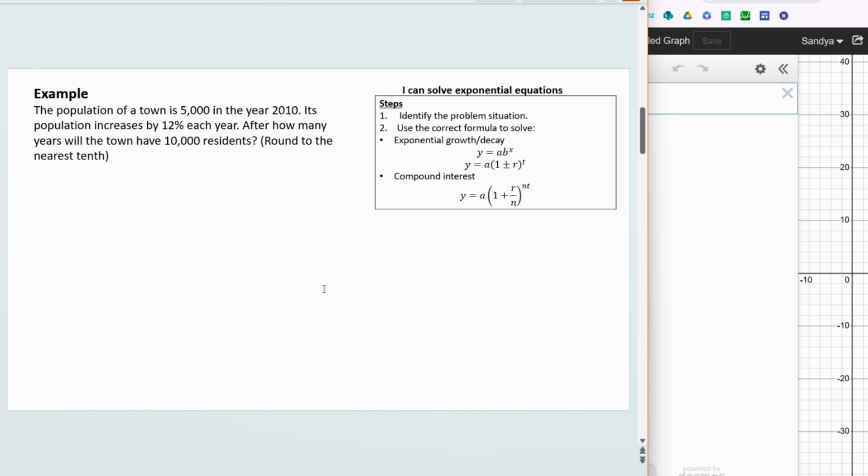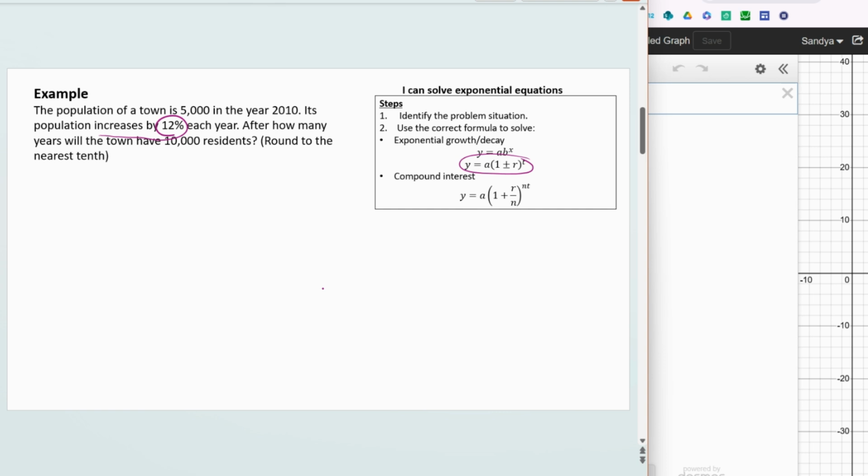So let's look at this example. It says the population of a town is 5,000 in the year 2010. Its population increases by 12% each year. After how many years will the town have 10,000 residents? The key here is that it says increases and it gives us a percentage. Remember when we have this kind of situation, we use this formula right here, y equals a times 1 plus or minus r to the t, right? We're going to use this formula.